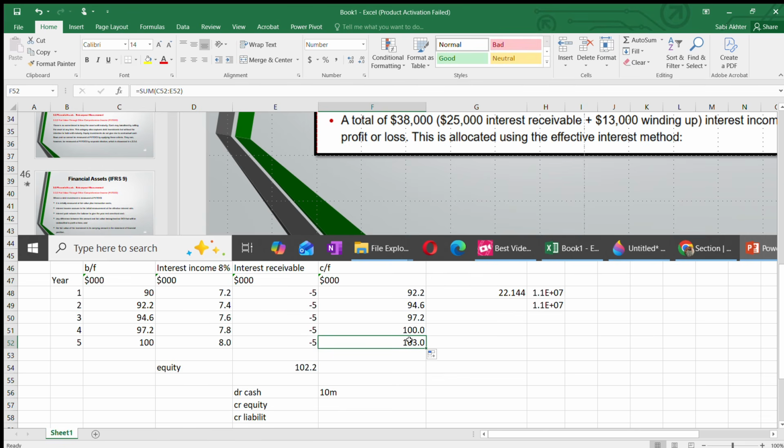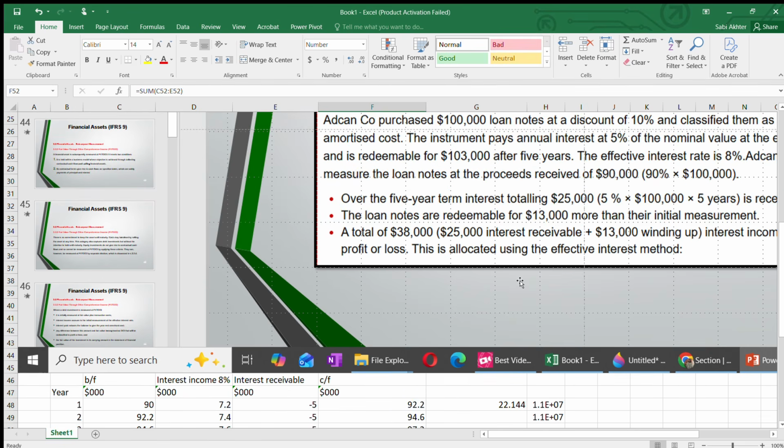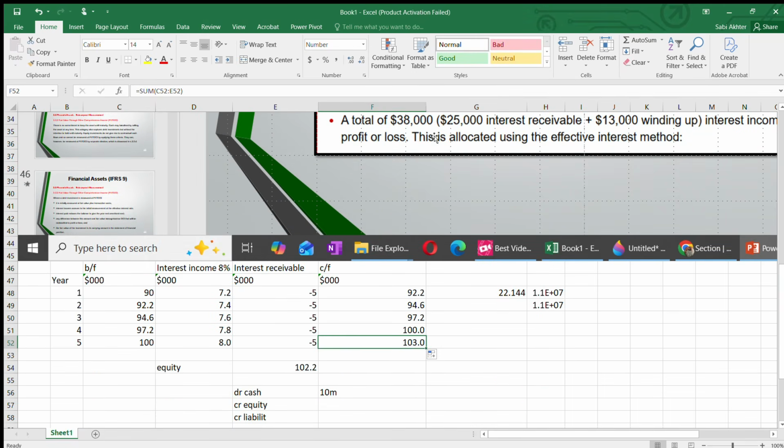And this, you see, this was what I was trying to say. This 103,000, the exact amount that you have just got here. It is redeemable for 103 after 5 years. You understand? And when you add all this, when you do the sum function here, the effective interest, just round it up. It's 38. Round it up to whole number. It's 38. Isn't it?